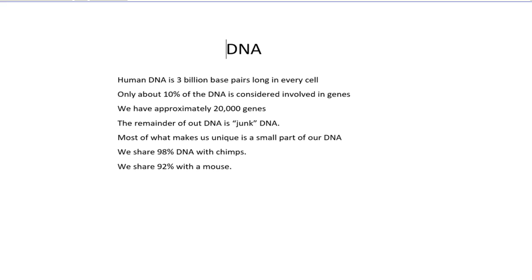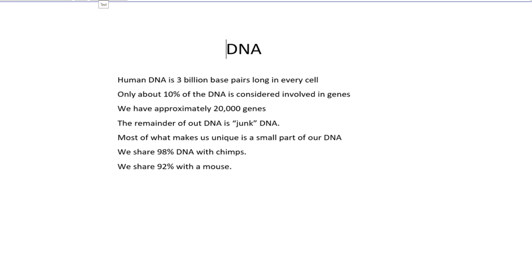So I want to talk about DNA and how random it is and how to analyze it. So we talked last time about human DNA is actually 3 billion base pairs. So that's 3 times 10 to the 9, and every single cell has the same amount of DNA and has the same type of DNA.